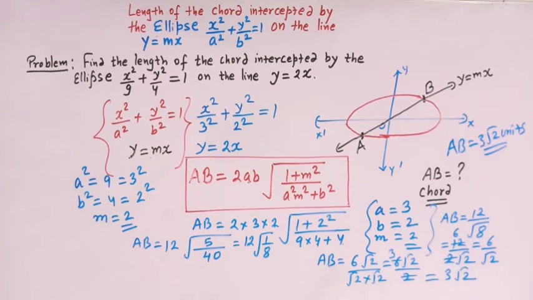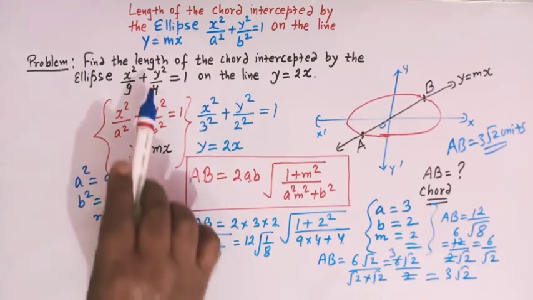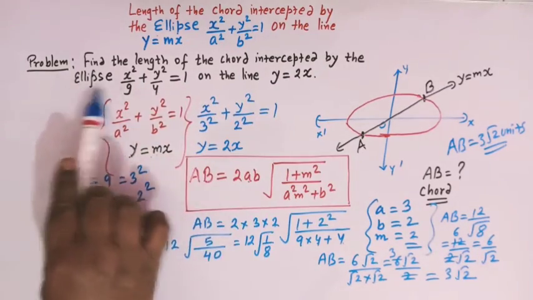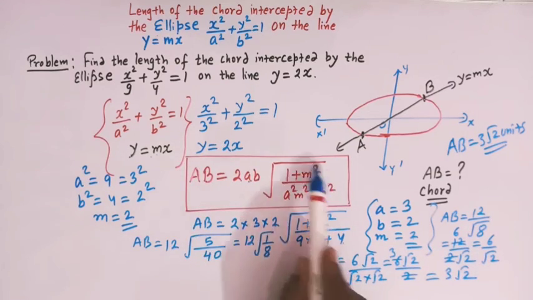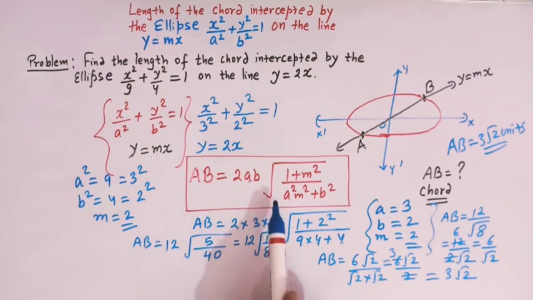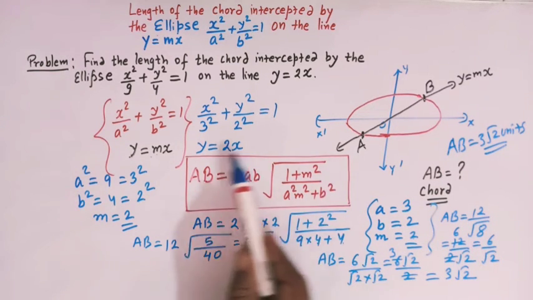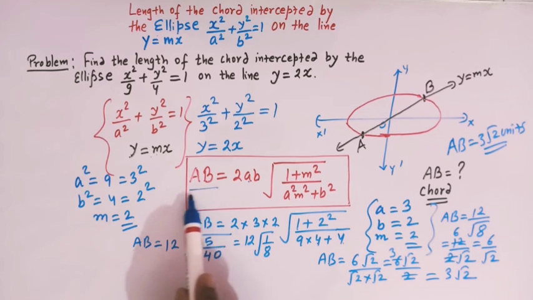So this is how we find out the length of the chord intercepted by this ellipse on the line y = 2x, right? So viewers, here we have applied the direct formula to get the value of AB, and in our next video we'll see how we can derive this expression.